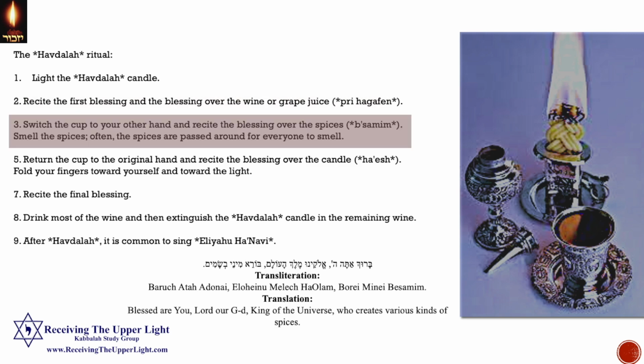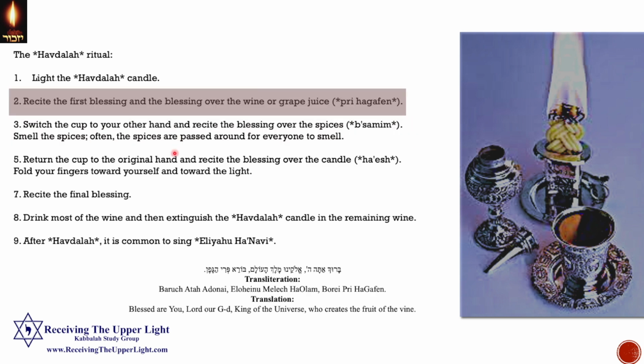After we do the blessing over the wine, we do a blessing over the spices. So when you do the blessing over the wine, I almost forgot, it's the same blessing we do all the time over the wine. There's no different blessing. Baruch atah Adonai Eloheinu melech haolam borei pri hagafen, right? And that's blessed are you, Lord our God, King of the universe, who created the fruit of the vine, right?